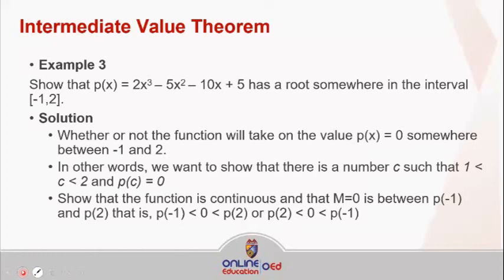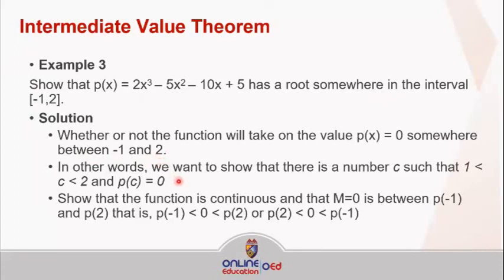So, for the example number 3, ang problem natin or for the example here is show that P of x equals 2x raised to 3 minus 5x squared minus 10x plus 5 has a root somewhere in the interval of -1 and 2. So for the solution, we need to first check whether or not the function will take the value of P of x of 0 somewhere in between ng -1 and 2. So yun yung una natin gagawin.